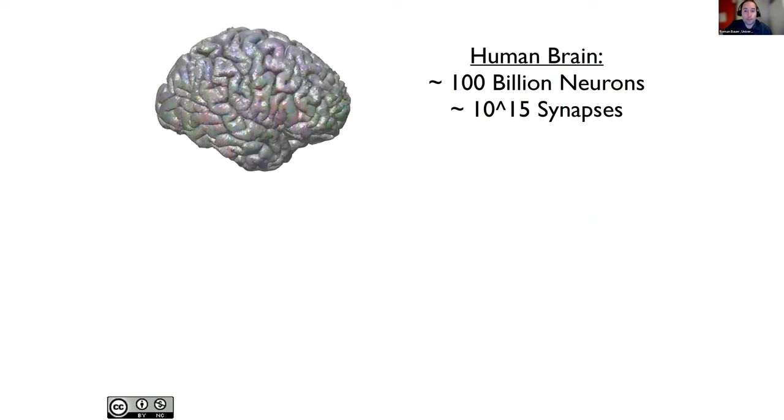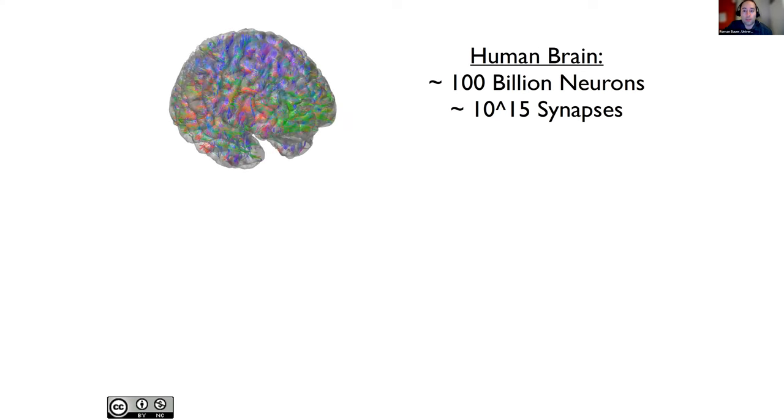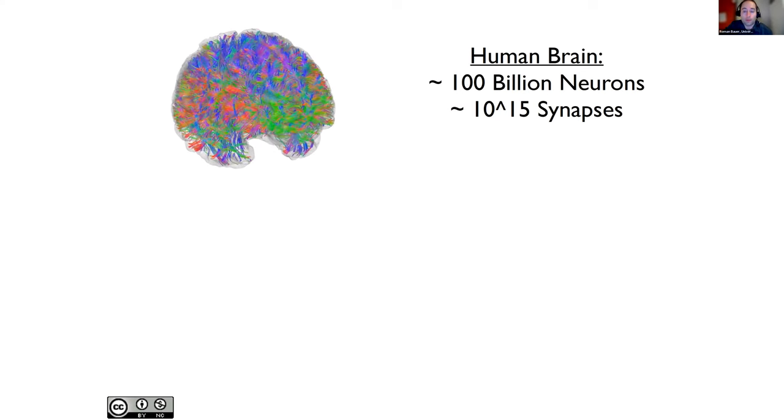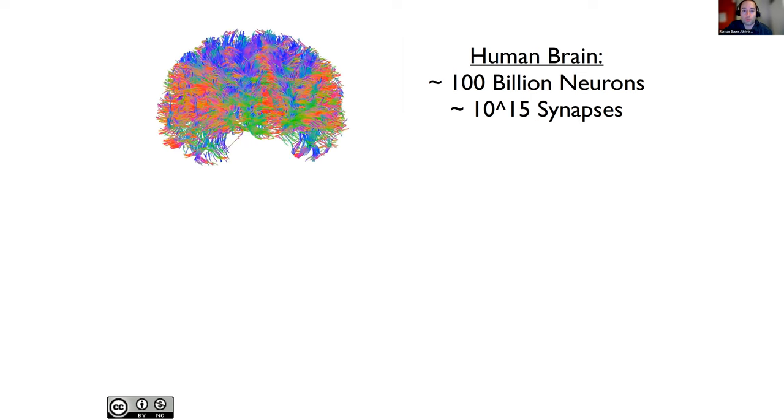If one looks at this quantitatively, then there are approximately 100 billion neurons in an average human brain and about 10 to the 15 synapses, which are the connections between neurons.